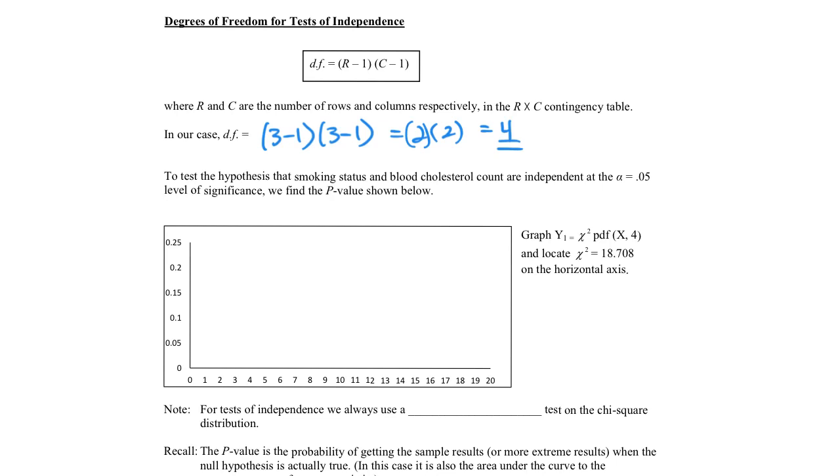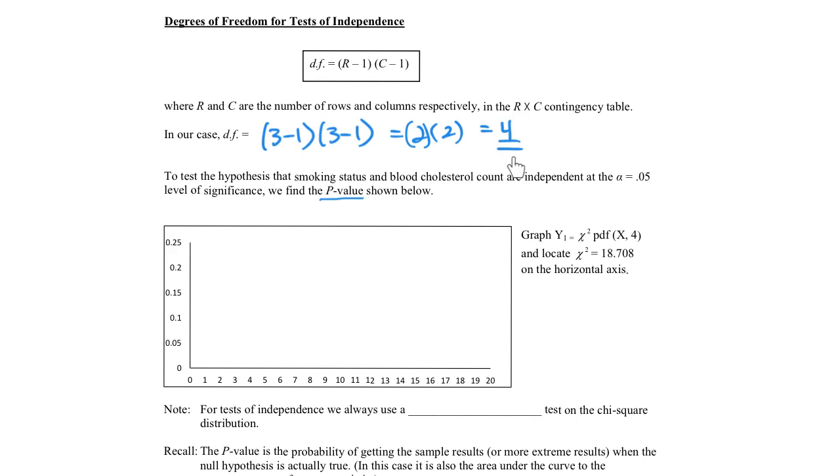So to test the hypothesis that smoking status and blood cholesterol count are independent at the alpha equals 0.05 level of significance, or in other words, the 5% level of significance, we find the p-value shown below. Now, this p-value, there's nothing new there. That p-value is the p-value we already know about. In other words, it can be interpreted as the area under the curve, and it can also be interpreted as the probability we would get the sample we got if the null hypothesis is really true.